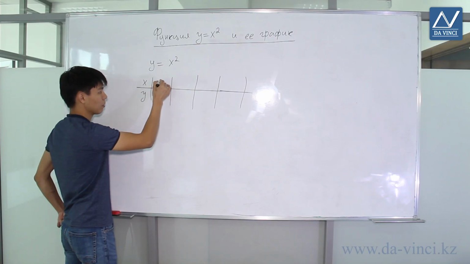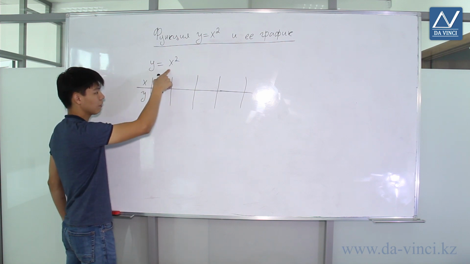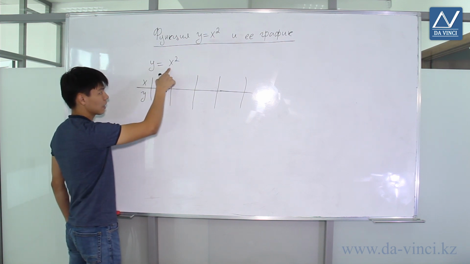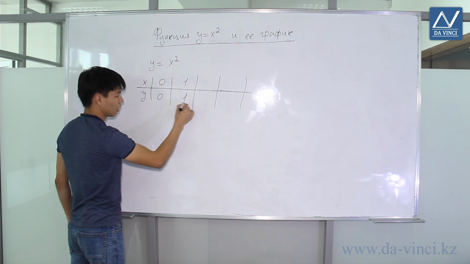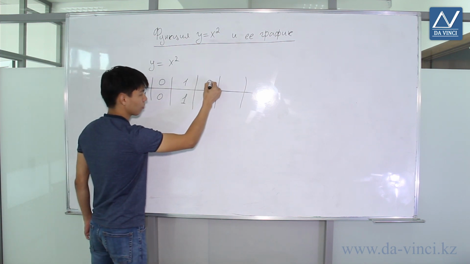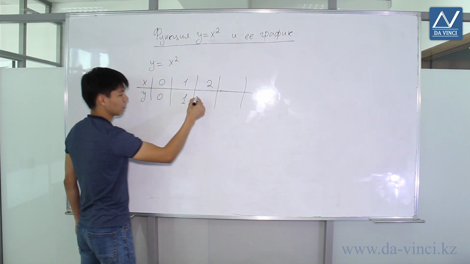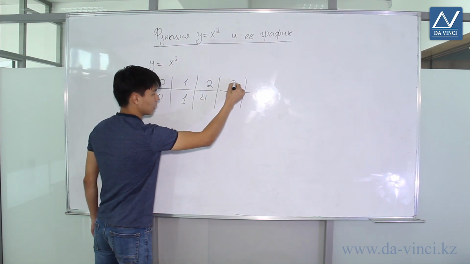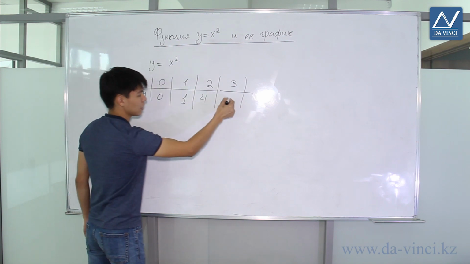Let's start from 0 with x equal to 0. It is obvious that y is equal to 0 too. If x is equal to 1, 1 squared gives 1 as well. If x is 2, then y is 4. X is equal to 3, y is equal to 9.